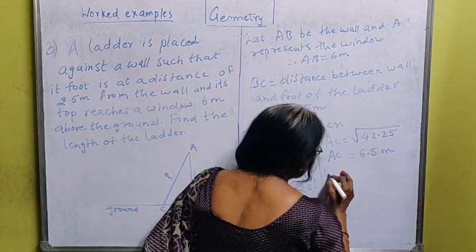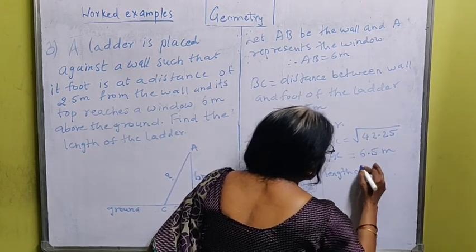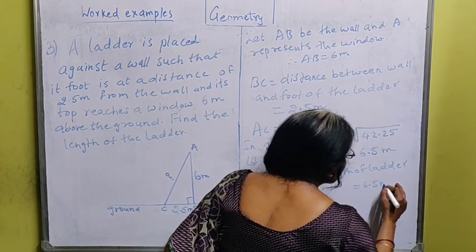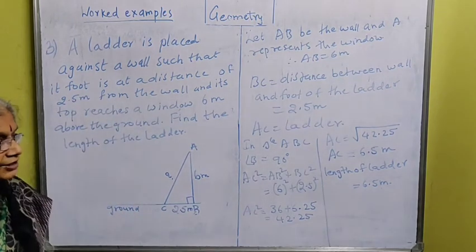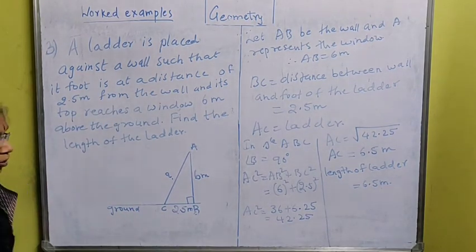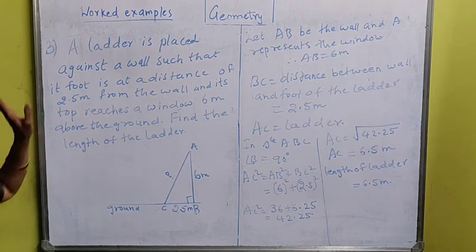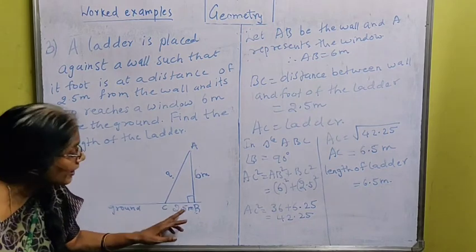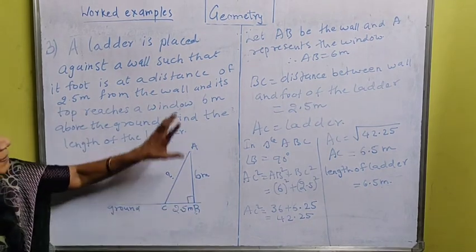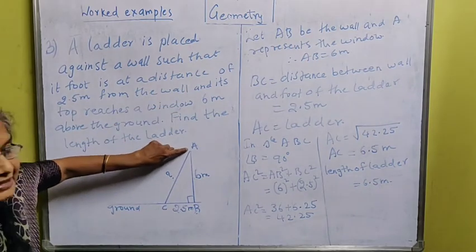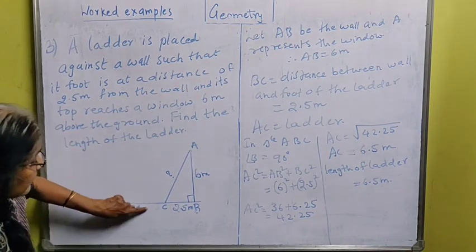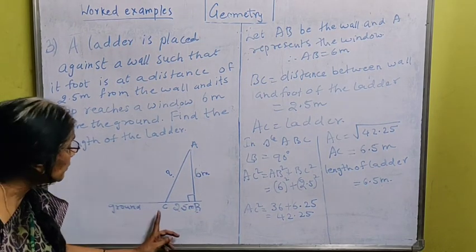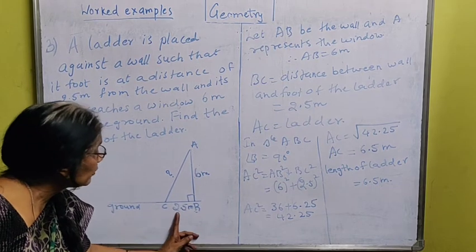So the length of the ladder, it is a verbal problem, is equal to 6.5 meters. So the answer should also be a verbal statement. So you got it. Now once again I'll explain. See, a wall will always be standing on the ground, perpendicular, so it is making a 90 degree angle. AB is your wall and A represents the window. To that window a ladder is kept. AC is your ladder. You have to find the length of the ladder. The distance between the foot of the ladder and the wall is given, 2.5 meter.